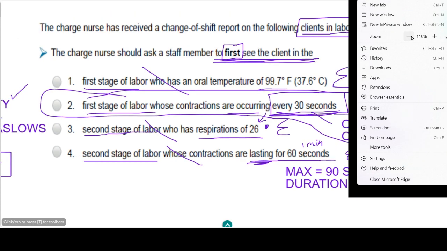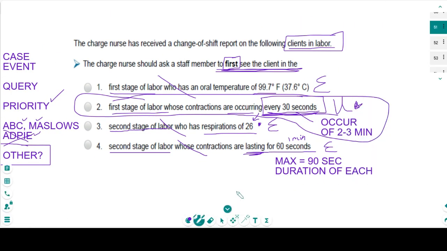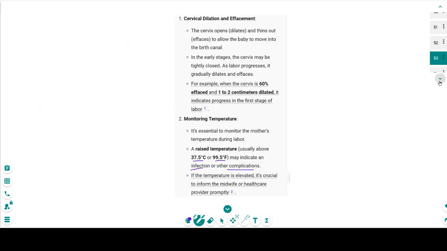Contractions every 30 seconds. My goodness, that's got to be rough. So the charge nurse should ask a staff member to first see the patient in the first stage of labor whose contractions are occurring every 30 seconds. Contractions should be at a max of probably every 2 to 3 minutes, not every 30 seconds.